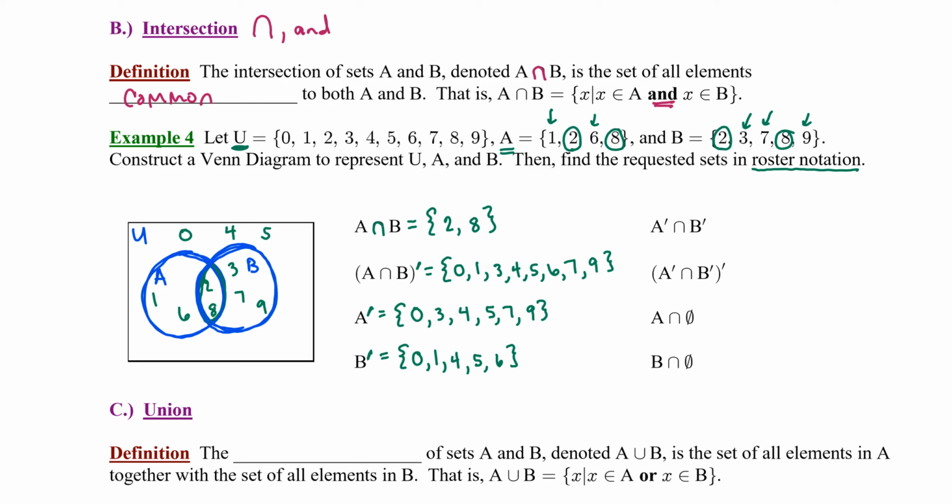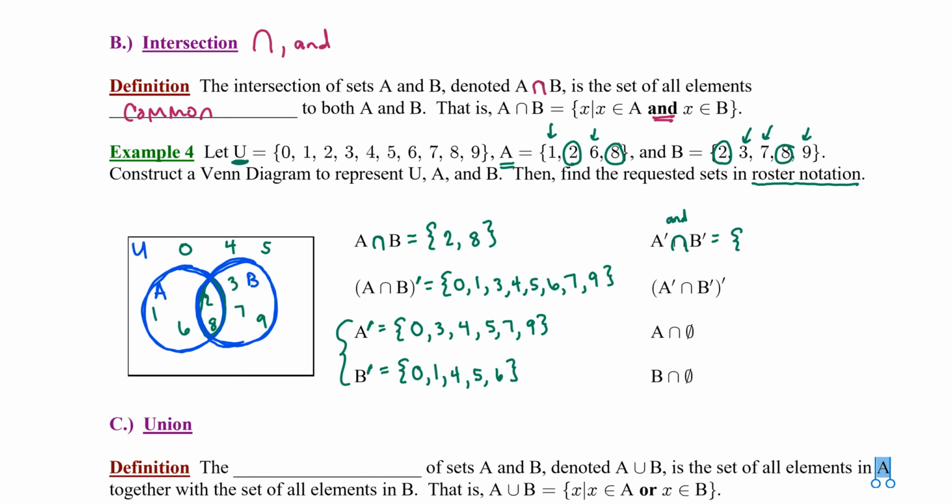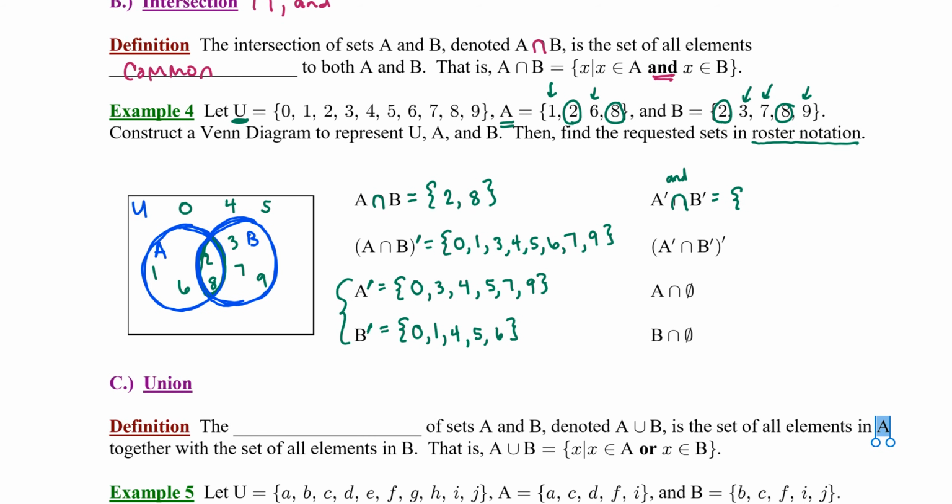Okay, now that we have A complement and B complement figured out, we want to find A complement intersect B complement. Remember, intersect represents the word and. I'm looking for what those two sets have in common. So I'm just going to compare these two sets that we have listed in roster notation and list the elements that they have in common. Looking at these two right here, they have a 0 in common, 4, and 5. So A complement intersect B complement is what those two sets have in common.